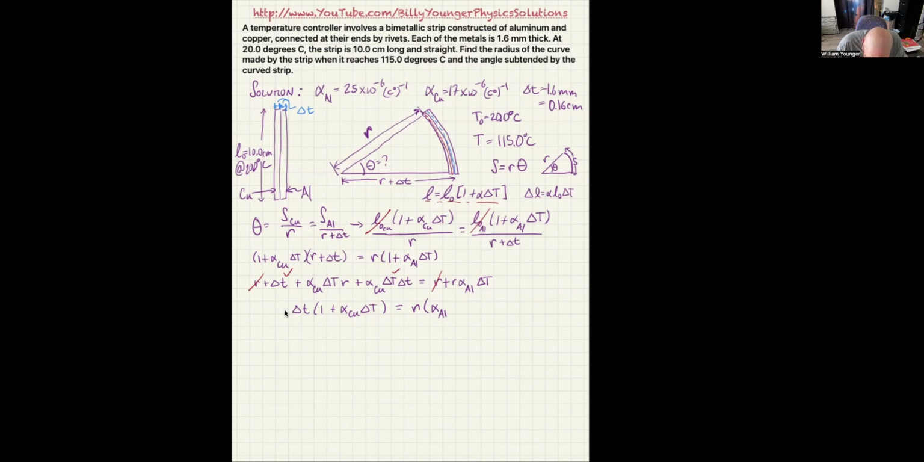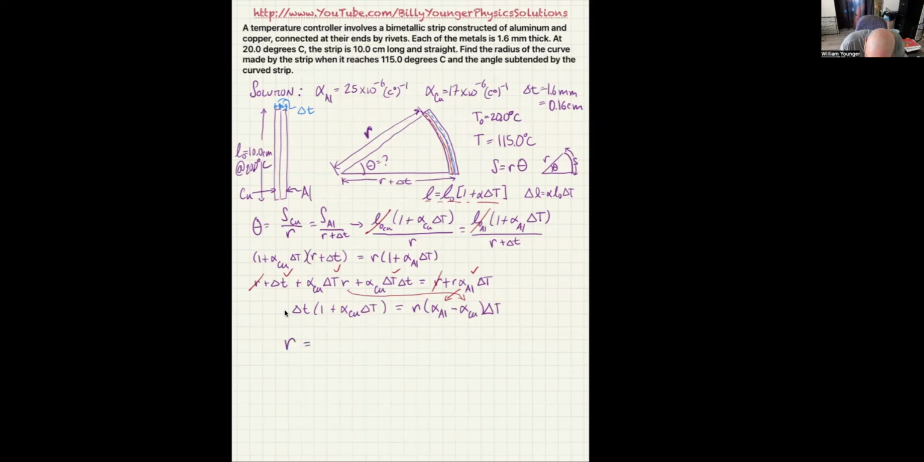But then on the other side, when I bring the alpha copper delta T R in here, that's going to become a minus, and it'll be alpha copper. And then finally, I got the delta T, and now I can see that I've taken into account this term, which led to obviously this part, and this term, which led to obviously this part.